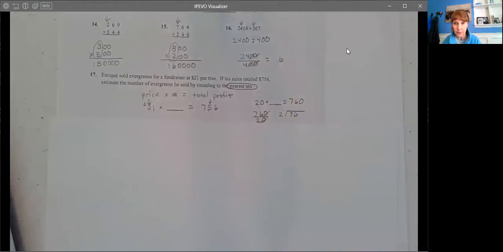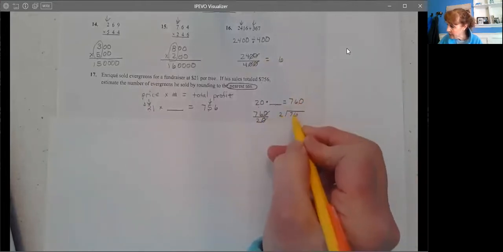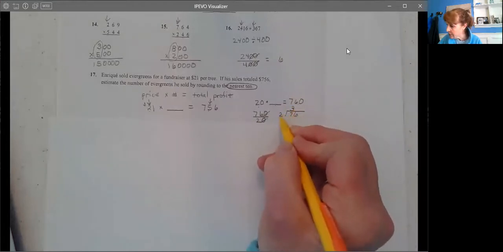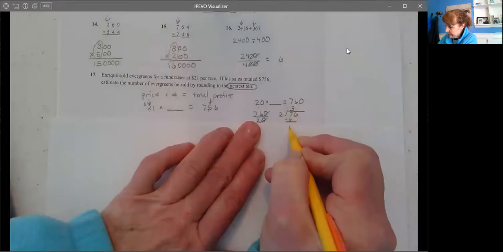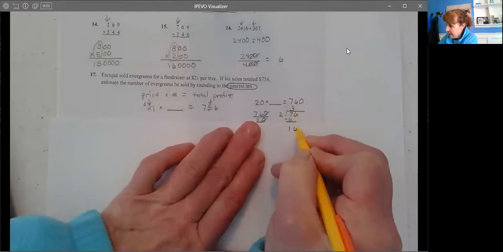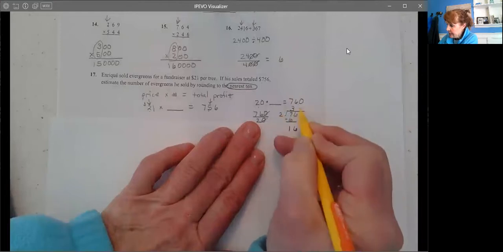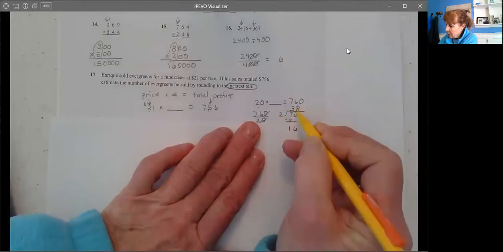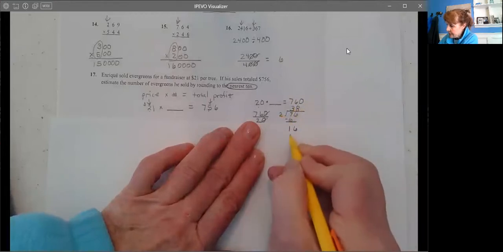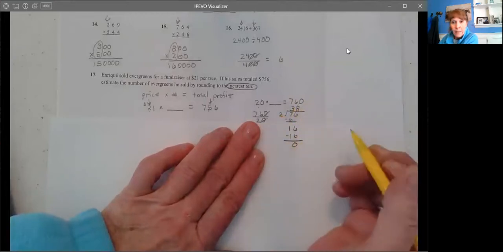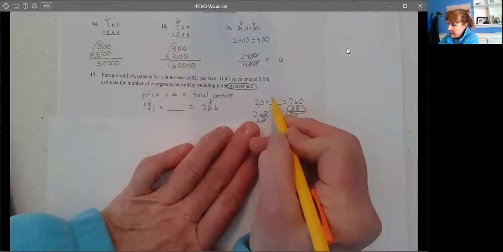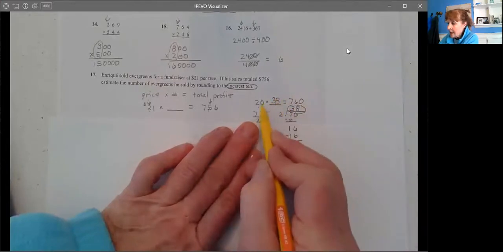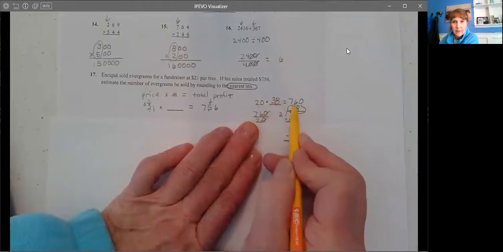76 divided by 2. Here, 2 goes into 7 3 times. 2 times 3, again, we're finding the quotient. 2 times 3 is 6. Then we subtract, bring down the 6. What times 2 gives you 16? Well, that would be 8. So we have 8 times 2 is 16. So there's no remainder in our quotient. The quotient is 38. So that means if we take 20 times 38, we'll get 760.